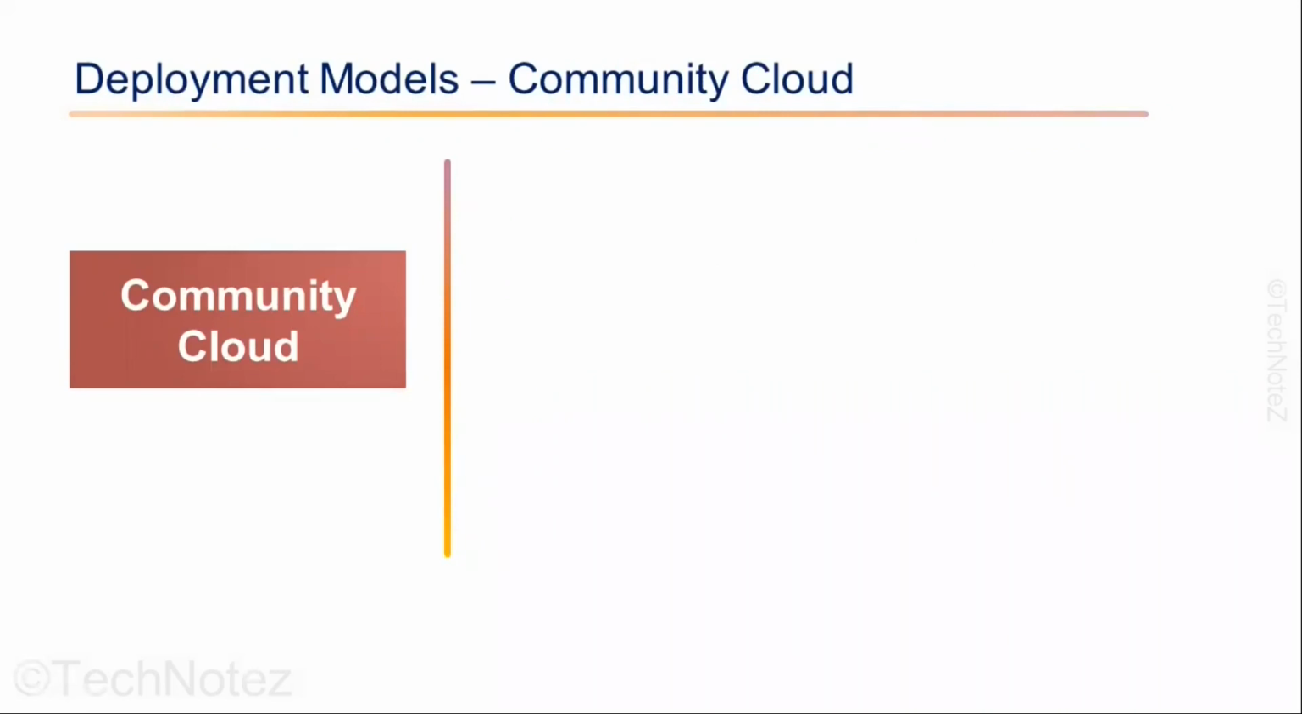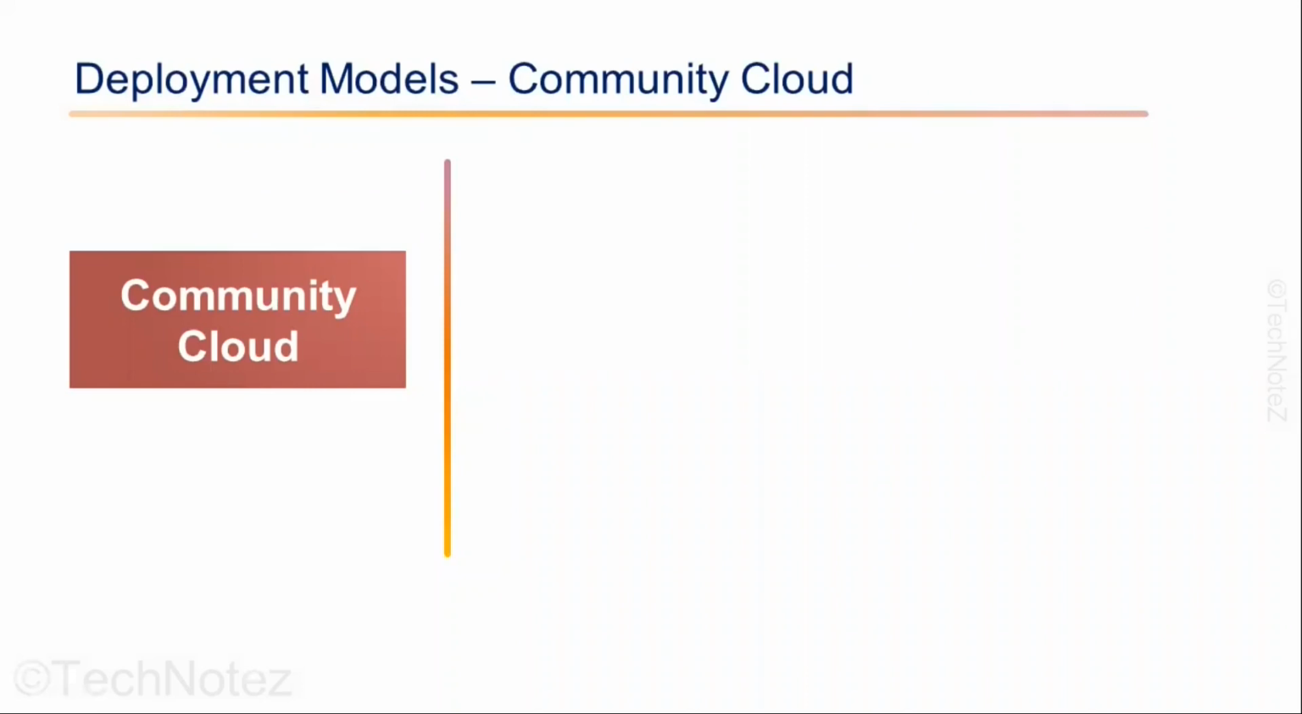A community cloud is a cloud computing environment that is shared by multiple organizations with similar interest, such as government agencies, healthcare providers, or educational institutions. In a community cloud, the participating organizations collaborate to build, operate, and manage the cloud infrastructure. Community cloud can be hosted either on-prem or by third-party cloud service providers.